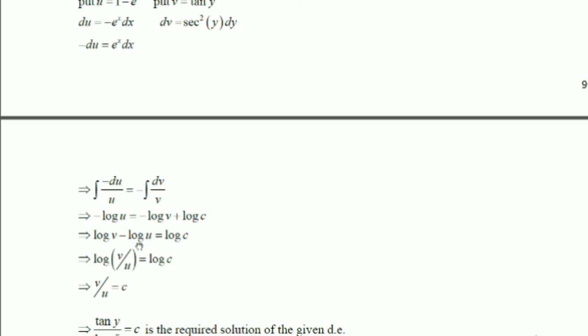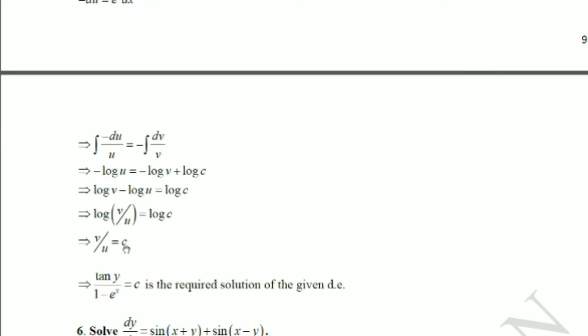It is log u is equal to minus integration of 1 by v is log v plus integration constant log c. Now send this one to this side. You will get plus log v minus log u is equal to log c. Apply log m minus log n formula so that this becomes log m by n is equal to log c. Log gets cancelled. Your v by u is equal to c, and your v is tan y, and u is 1 minus e to the power of x. Substitute back them, and that will be equal to c, which is the required solution of the given differential equation.